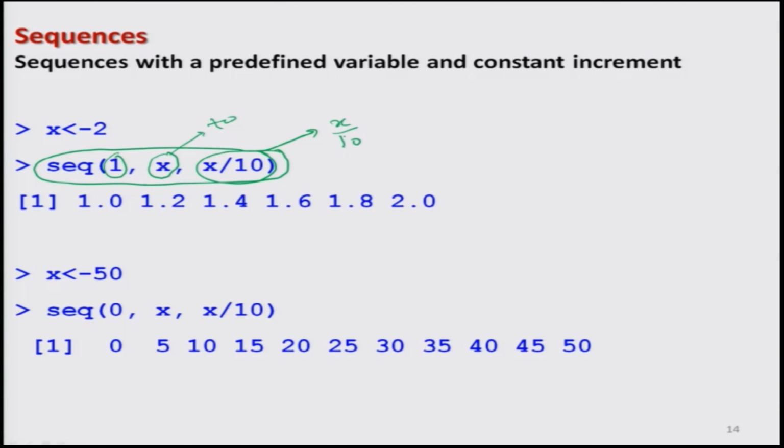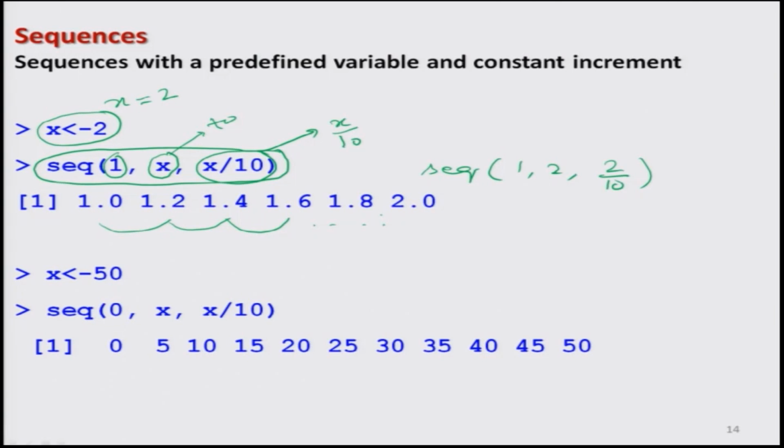That is a very general format, and now suppose I specify the value of x as 2. That means I am generating a sequence of 1 to 2 with an increment of 2 upon 10, that is 0.2. As soon as you run this program, you get a sequence of 1, 1.2, 1.4, 1.6 and so on.